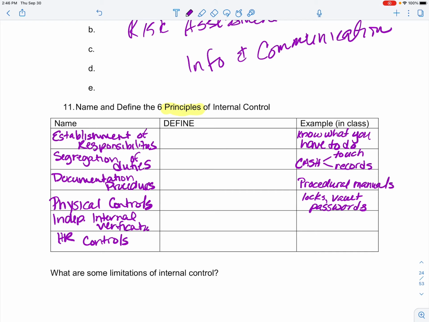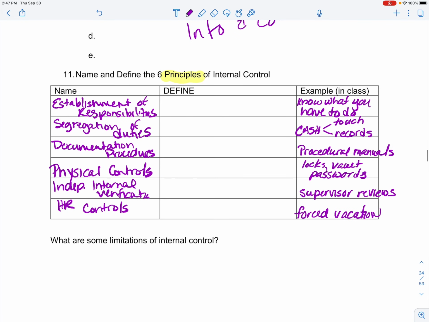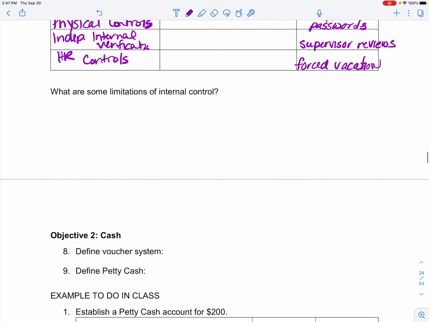When we look at independent internal verification, that's specifically thinking about maybe a supervisor reviewing what you're doing. Somebody internally is double checking your work. And when we talk about human resource controls, one common aspect of that is making people take a forced vacation. It's harder to hide fraud if you're not there. So again, go through this, maybe come up with another example of your own and determine what some limitations of internal control are. We're all human, we all make mistakes, it could be error, things like that.